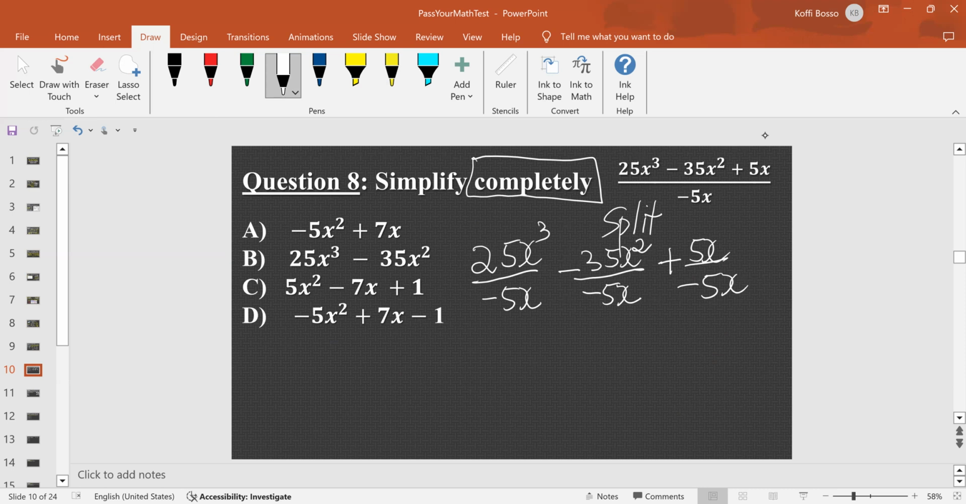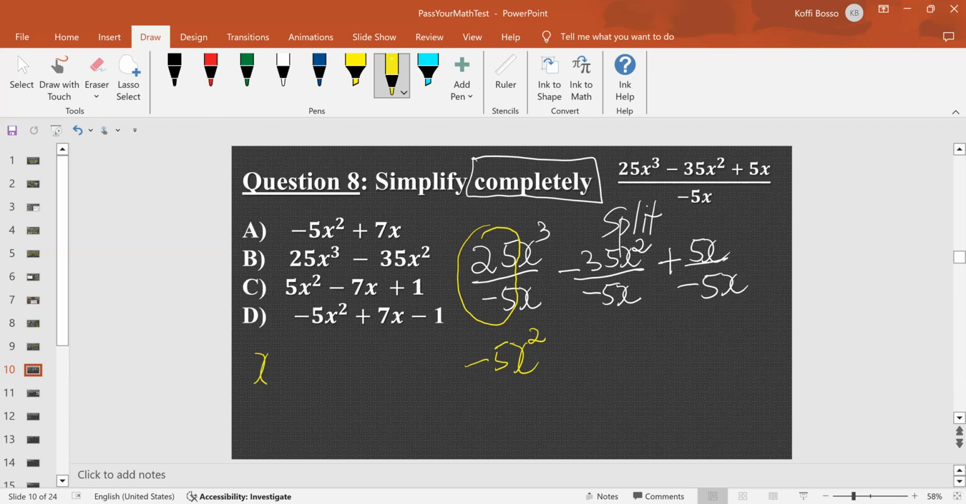After that, we'll try to simplify, which is what? Simplify the numbers and simplify the x. Now, what is 25 divided by negative 5? That gives you negative 5. What is x cubed divided by x? That gives you x squared.